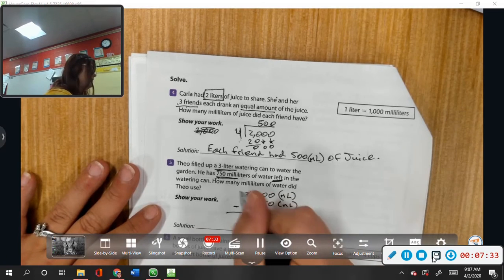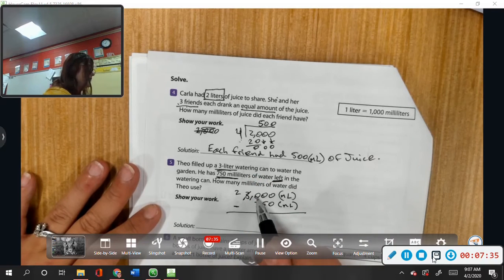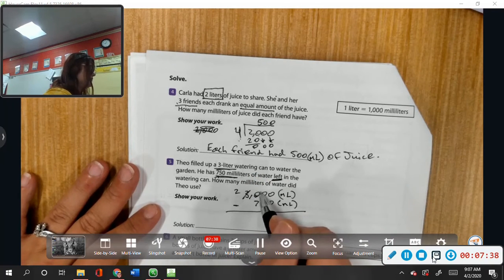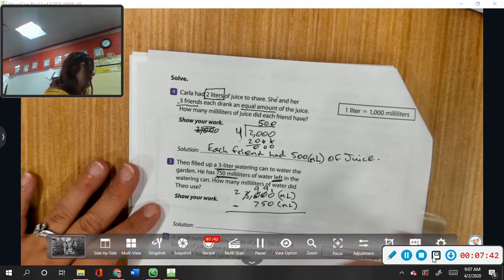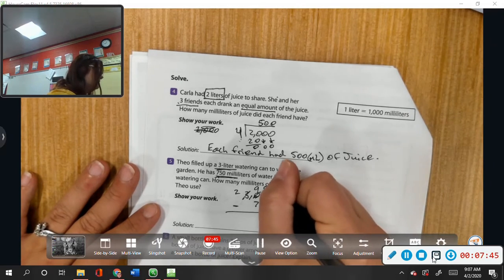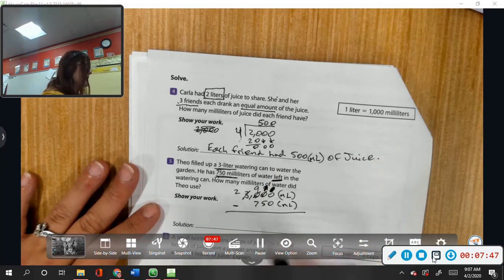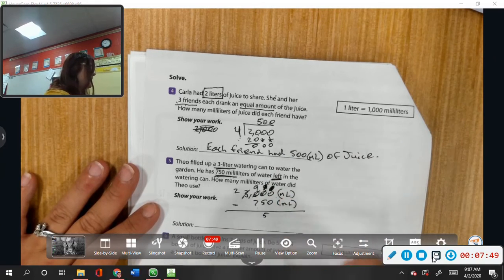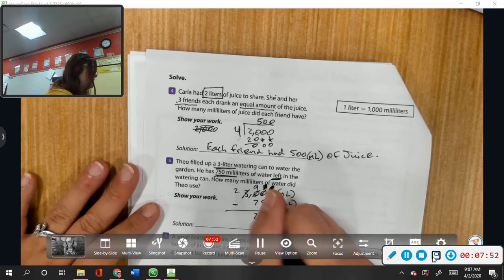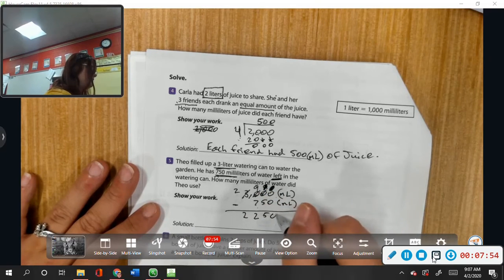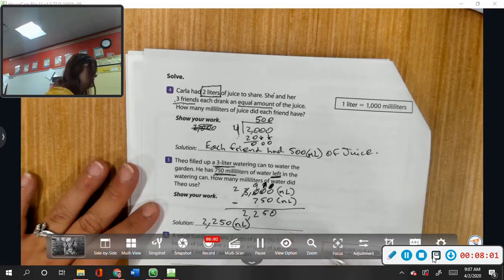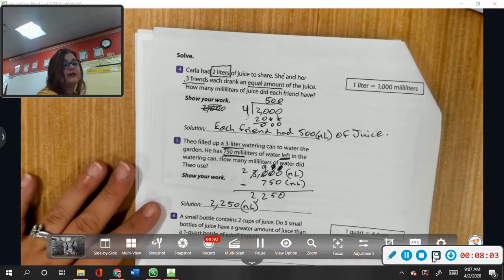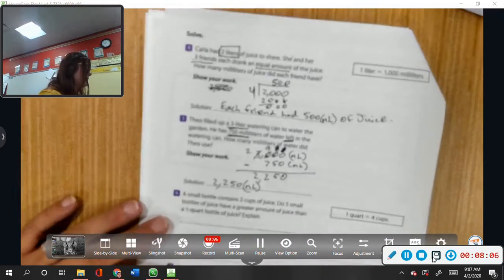Remember to borrow. All right. We're not going to give a whole 10 to this, though, because we have to keep going. So we're just going to make that a 9. We got to keep going, so that's a 9. And then, oh, nope, we don't have to keep going. That's a 0. Miss Hotchkiss, wake up. All right, so we have 10 minus 5 is 5. 9 minus 7 is 2. And then we bring down that 2, bring down our 0. We have 2,250 milliliters that we used, or that Theo used, to water the garden.